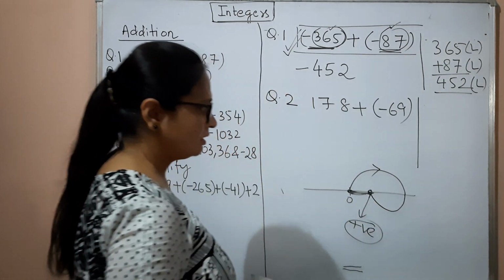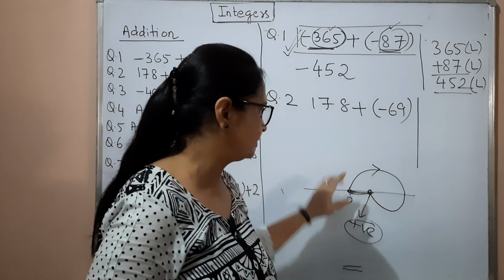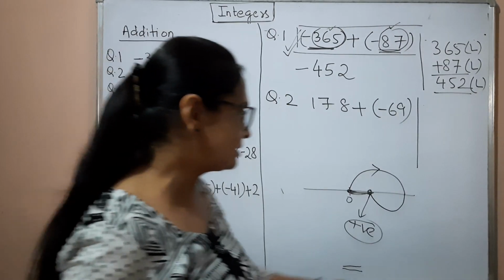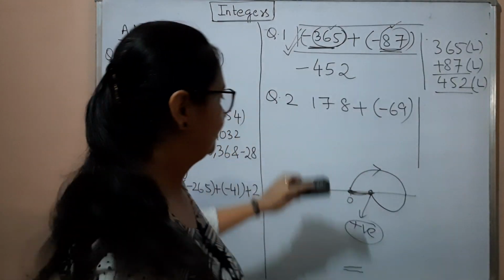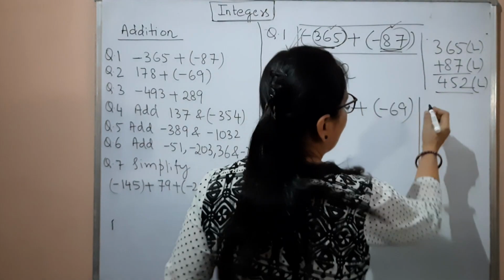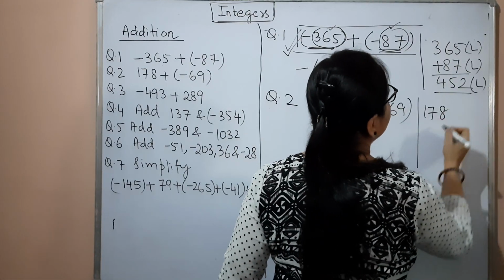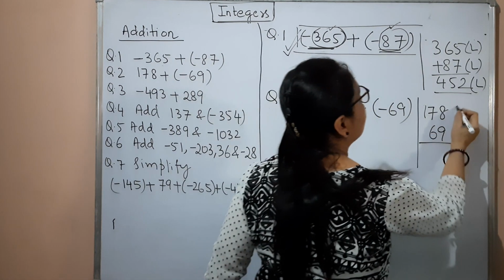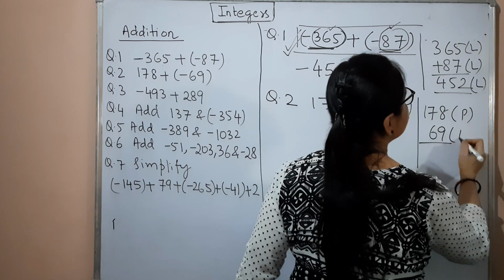And how did you get that? That is by this minus this, right? So this is understanding by number line. Now here we know that 178 एक number है और दूसरा 69 दूसरा number है. We know this is a profit and we know this is a loss.